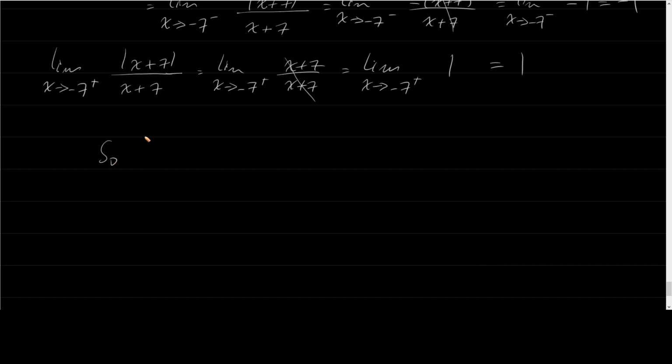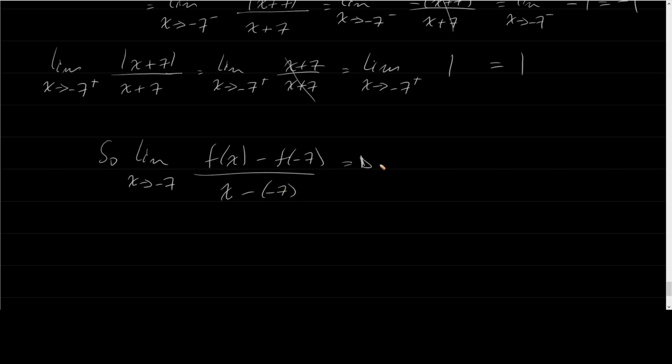the limit as x approaches -7 of f of x minus f of -7 over x minus -7 does not exist, which tells us that f of x is not differentiable at x equals 7.